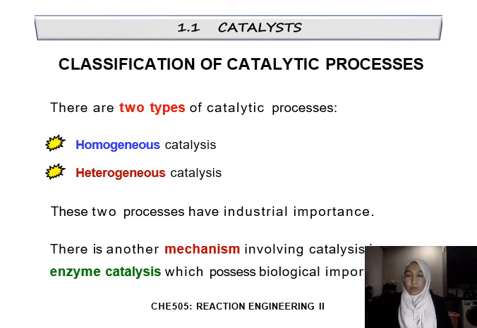So there are two types of catalytic process. I have mentioned this earlier. Homogeneous catalysis, whereby the catalyst and reactants are in the same phase. Heterogeneous catalysis, reactants and also the catalysts are in different phases. So these two catalysis types are very important in industry. And the process of catalysis that involves biological systems, we call that enzyme catalysis.